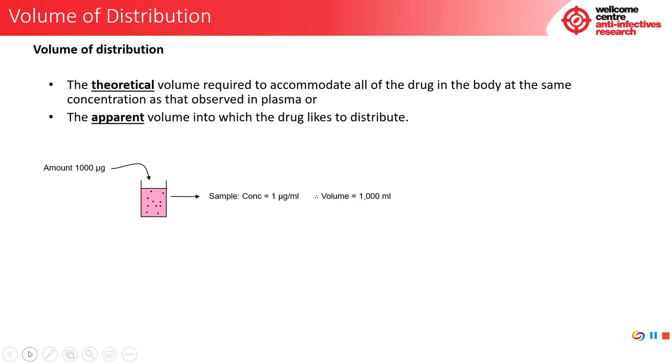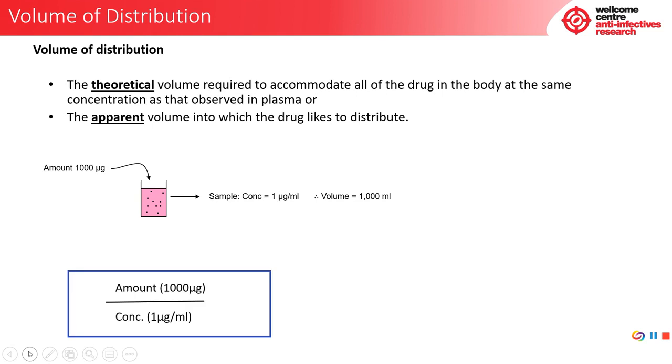In this example, we have the amount of the drug at 1000 micrograms going into a beaker of 1000 ml volume. The sample concentration in this instance will be 1 microgram per ml. The amount divided by the concentration will give us the required volume that we need. In this case, 1000 micrograms divided by 1 microgram per ml will give us the volume of distribution of 1000 mls.